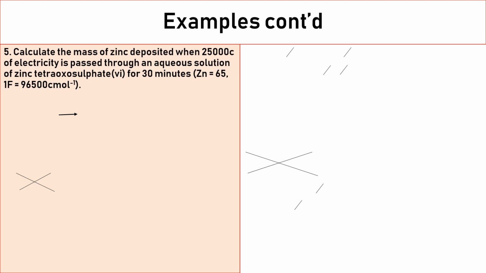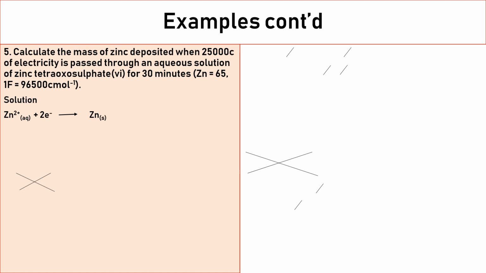Let's look at this. Calculate the mass of zinc deposited when 25,000 coulombs of electricity is passed through an aqueous solution of zinc tetraoxosulfate(VI) for 30 minutes, if the atomic mass of zinc is 65 and 1 Faraday is equal to 96,500 coulombs per mole. How do we solve this question? The first thing is to write the equation.